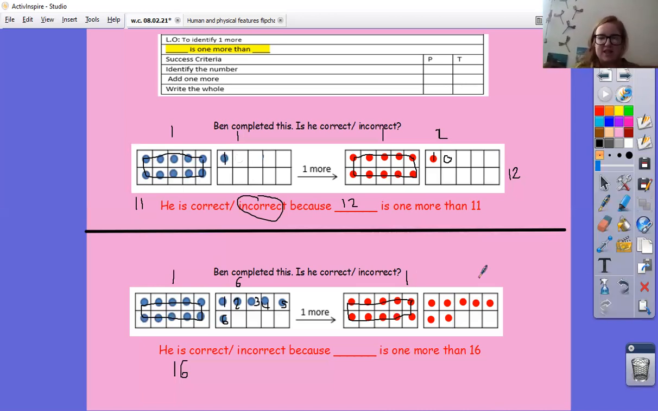So I'm looking for this tens frame to have 7 ones. Let's have a look. 1, 2, 3, 4, 5, 6, 7. So this tens frame has 7 ones. So altogether, this number has 1 ten and 7 ones. This number is 17. And 7 ones is 1 more than 6 ones. So he is correct because 17 is 1 more than 16.